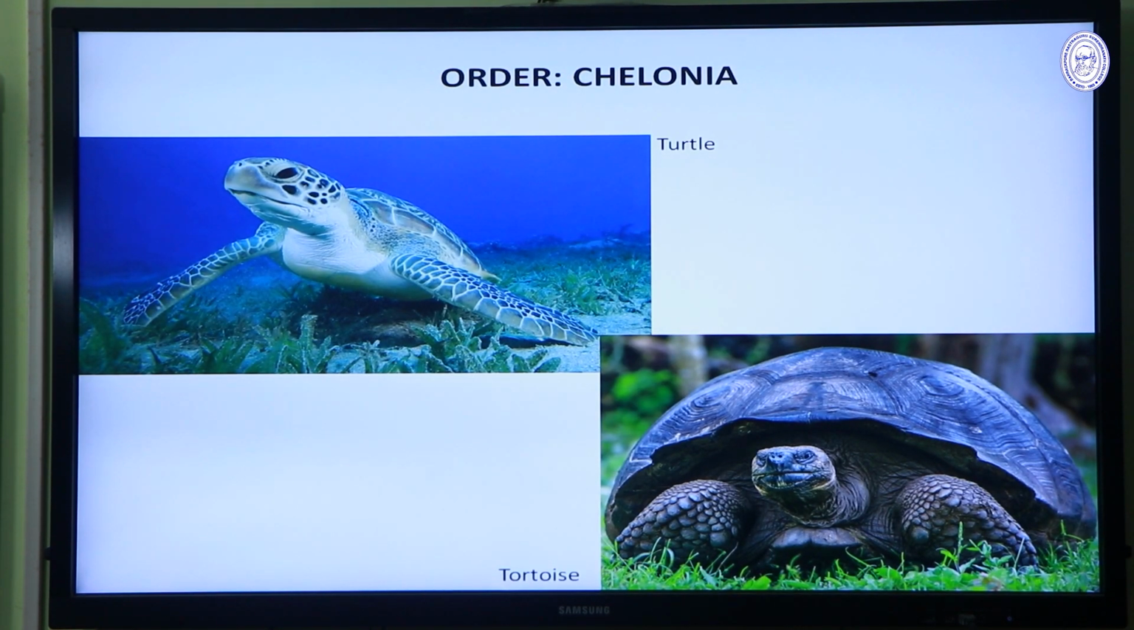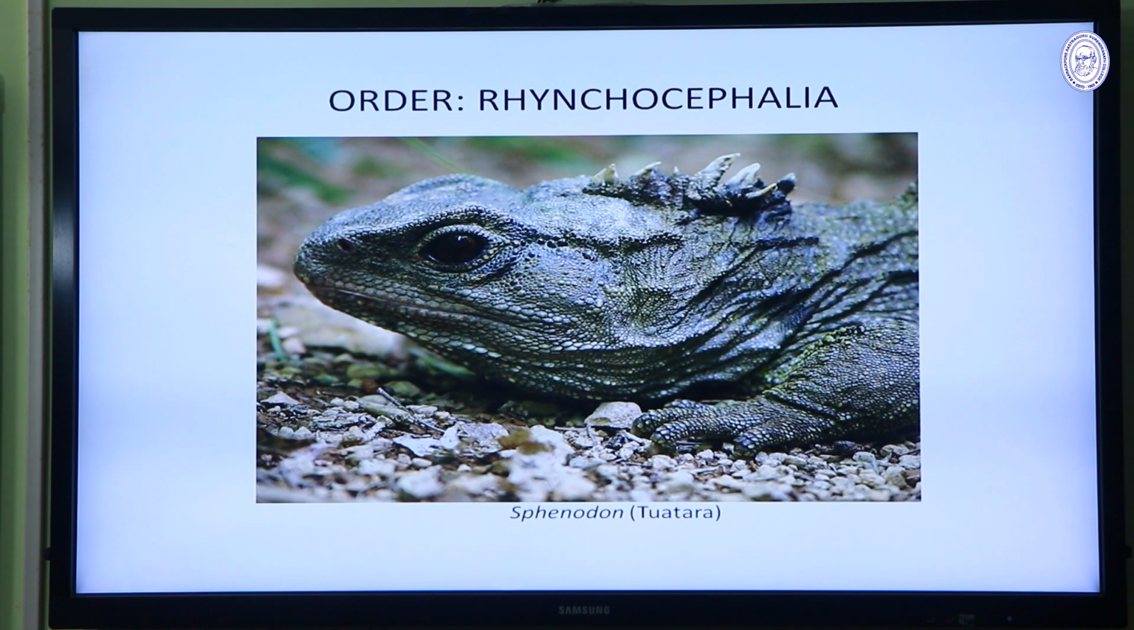So, order Chelonia consists of the turtles and tortoises. The basic difference between turtles and tortoises is that turtles are aquatic, marine, and tortoises are land animals. So, they are the most primitive reptiles. Then order Rhynchocephalia. Under this order only a single species belongs, that is Sphenodon or Tuatara. They are only found on the islands of New Zealand and are very much endemic to those places.